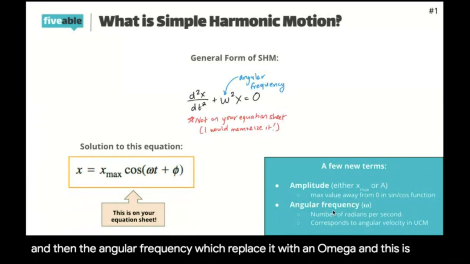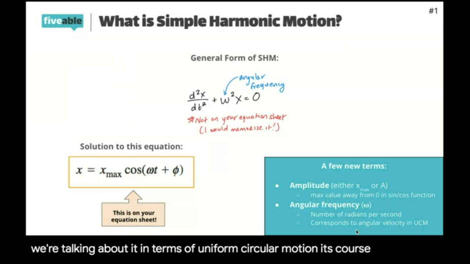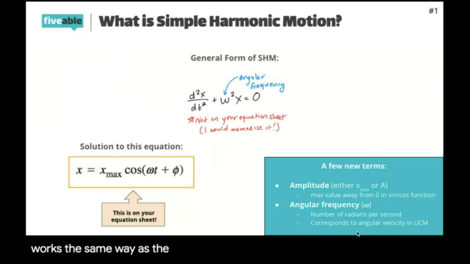And then the angular frequency, we symbolize it with an omega. This is a new idea, and we measure it in radians per second. If we're talking about it in terms of uniform circular motion, it works the same way as the angular velocity. So those are interchangeable. You can use either one.